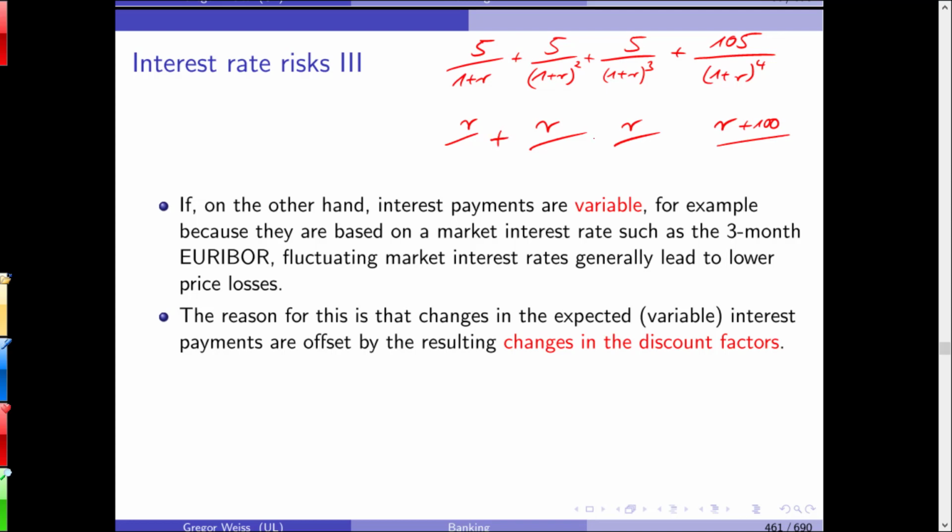But if you have a floating rate note, this will look something like this, and you will see that not only do the discount factors change, but also the payments will change in the other direction. So, for example, you will have higher payments in the future, but the discount factors will also be higher, leading to a lower net present value today. And this is why this type of instrument will have a lower sensitivity to changes in market interest rates, in contrast to a fixed income product.